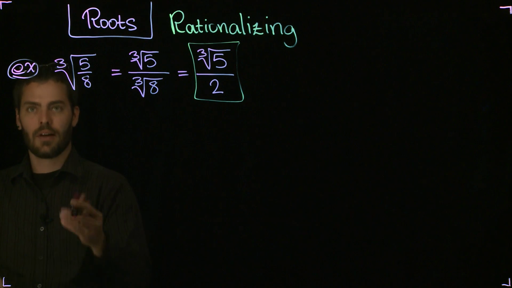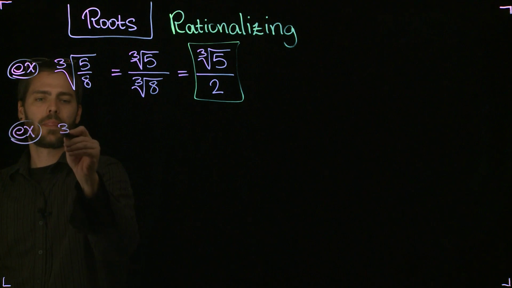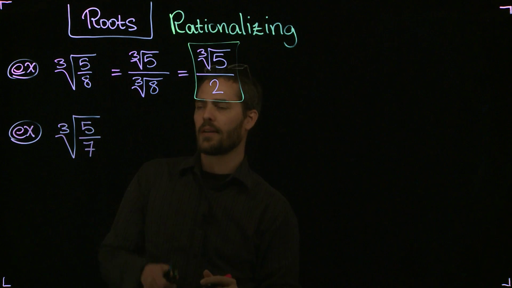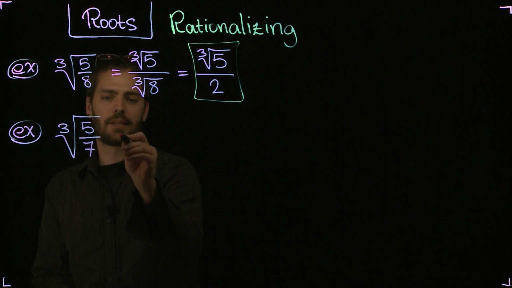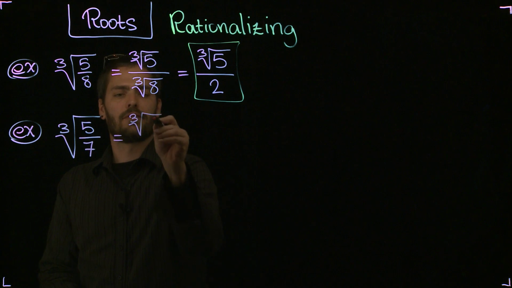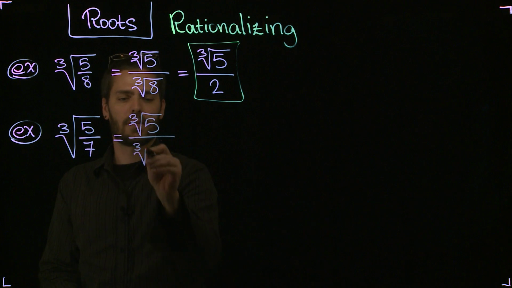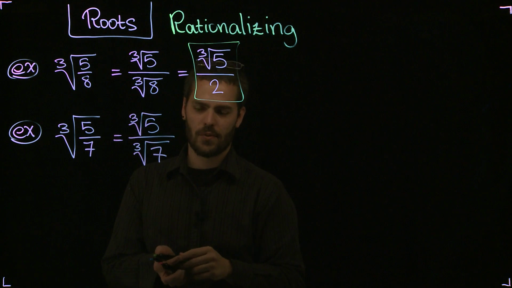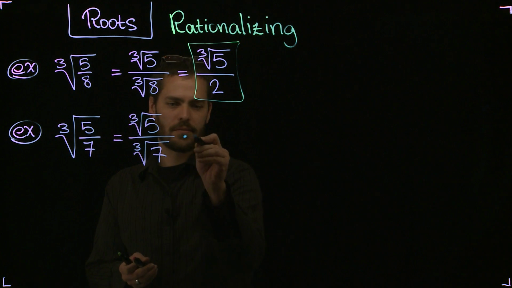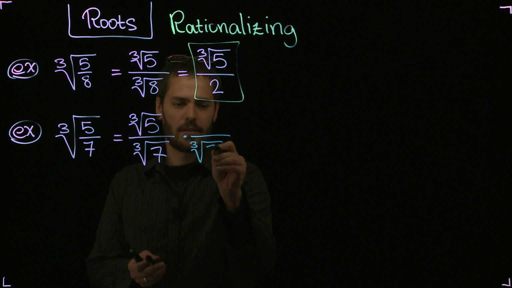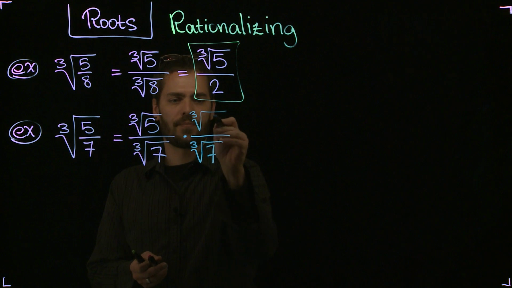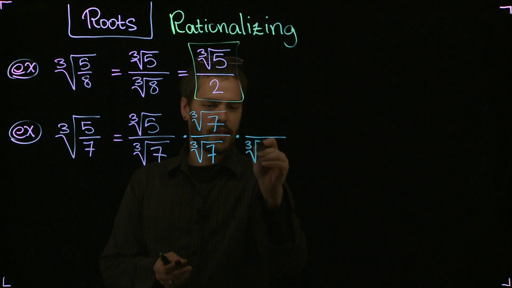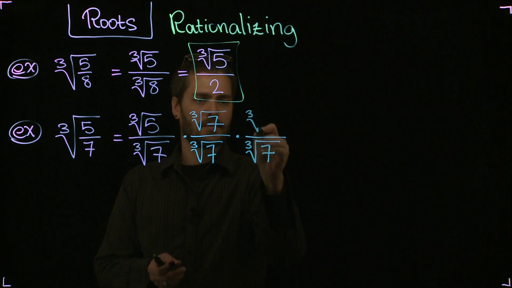Suppose we had the cube root of 5/7. So pretty similar, but now we're not having a perfect cube in the denominator. I can separate this as, again, the cube root of 5 over the cube root of 7. Now, if I want to rationalize the denominator, I have to be a little bit more careful than with the square roots. When I do it, okay, here's what I want to start with. Multiply by cube root of 7 over cube root of 7. However, I'm going to have to do it again because we're looking at a cube. Okay.